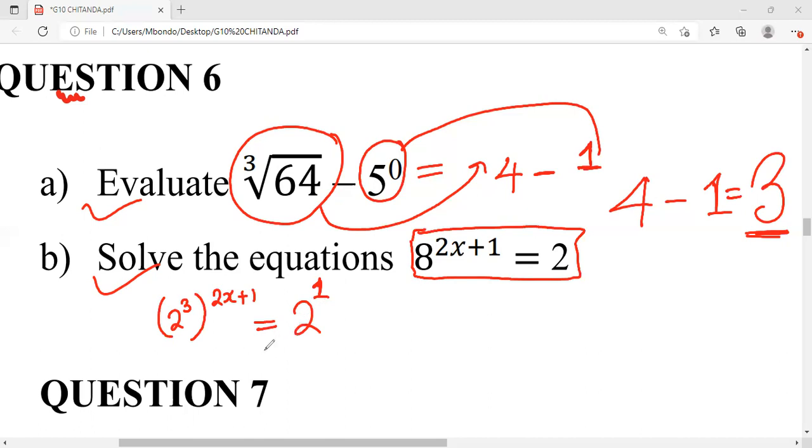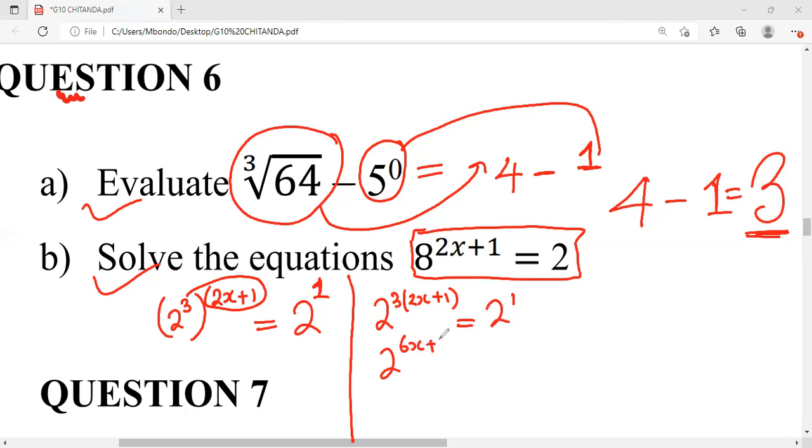All right? Now, the power rule of indices says that this 3, we have to multiply it by this. We multiply 3 by everything there. So what am I talking about? We are going to have 2 to the power 3 here, and this 3, you multiply it by what we have here. This is equal to 2 to the power 1. So this will end up as 2 to the power 6x plus 3 is equal to 2 to the power 1.